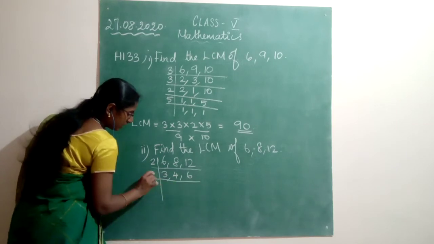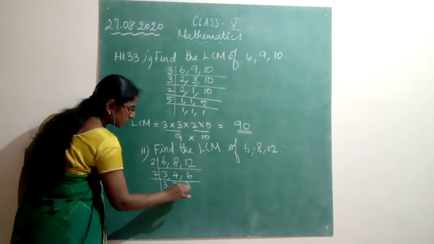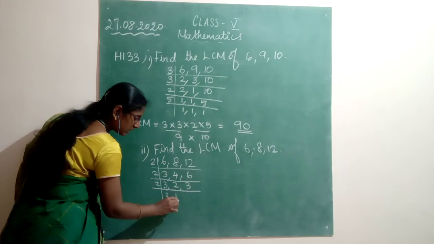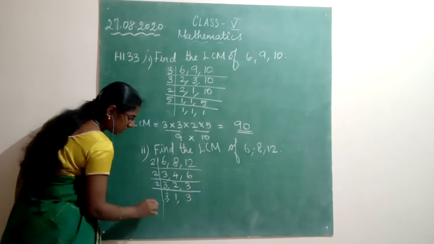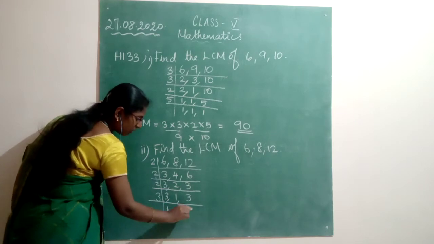Again I will take the 2 table, but 3 will not come. So write 3 as it is. 2 2s are 4 and 2 3s are 6. Again I will take the 2 table. 3 as it is, 1, and this 3 also as it is. Then you will have 3 ones are 1 and 1.